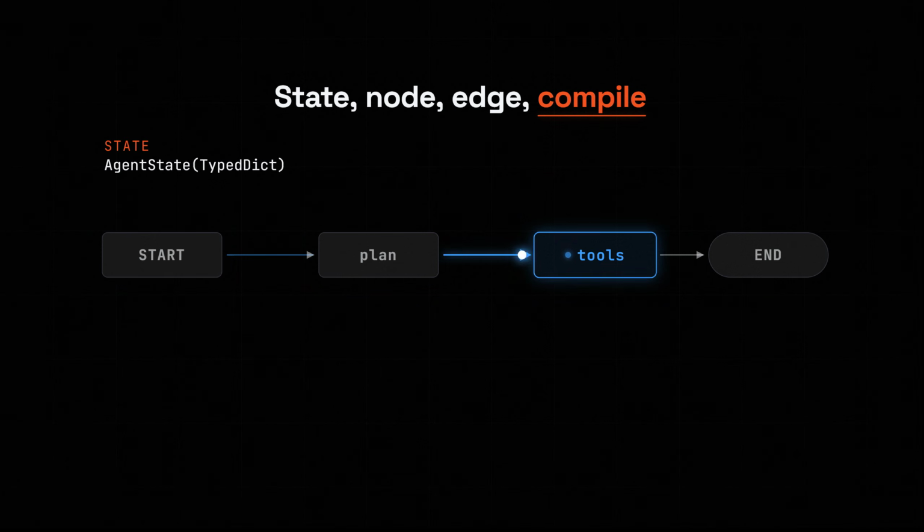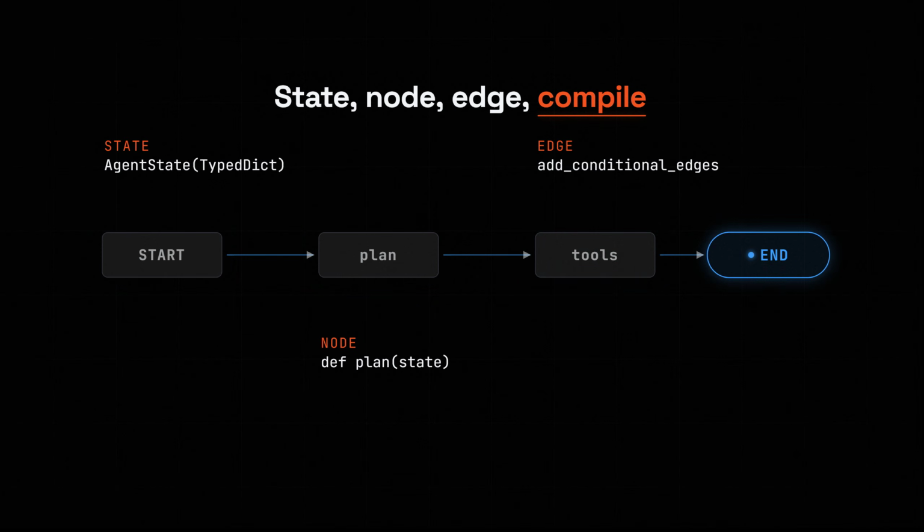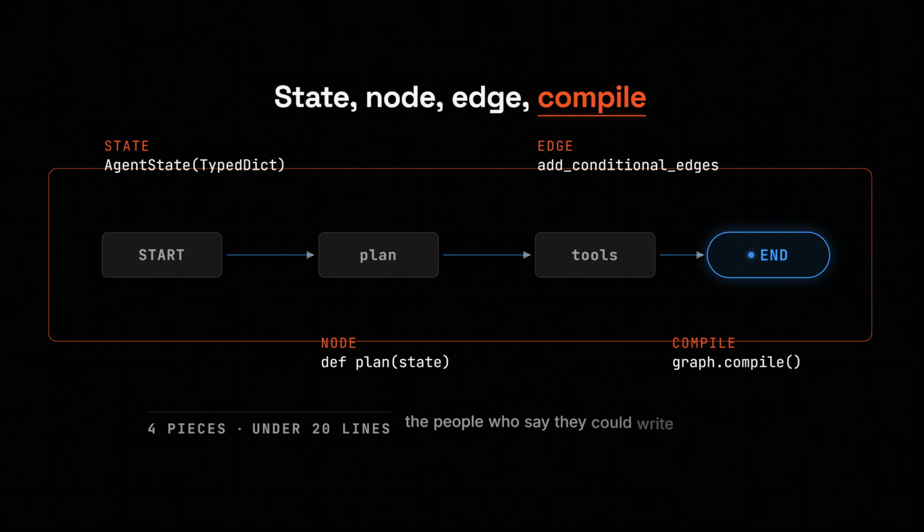That is the whole Graph API. State, node, edge, compile. Under 20 lines for a working agent, and the people who say they could write this themselves in an afternoon are right. That is not the part you are buying.